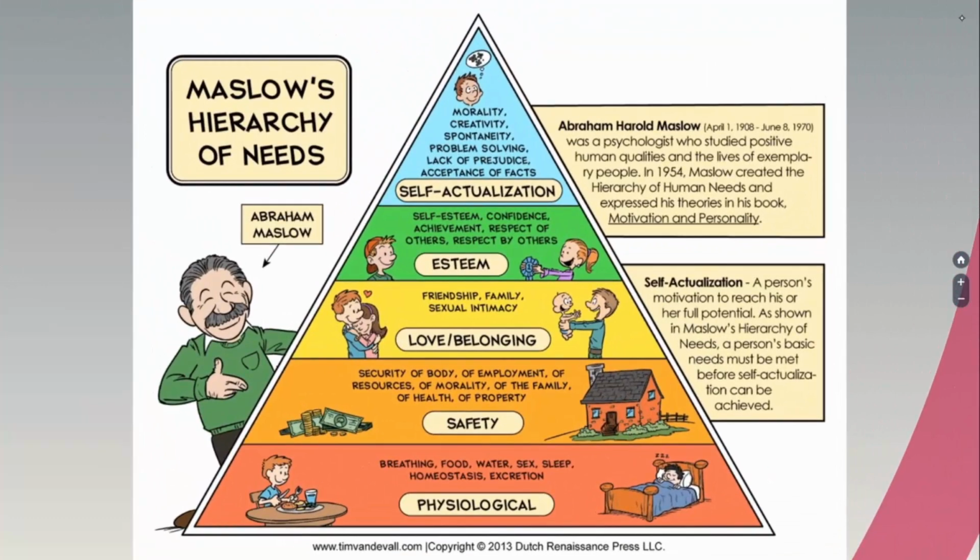Let's look at Maslow's hierarchy of needs. This is another way that you can prioritize. You can see your physiological things such as breathing, food, water, sex, sleep, homeostasis, and excretion. Those are all going to be considered high priority. Okay, so the things in the red down here are going to be your high priority things.